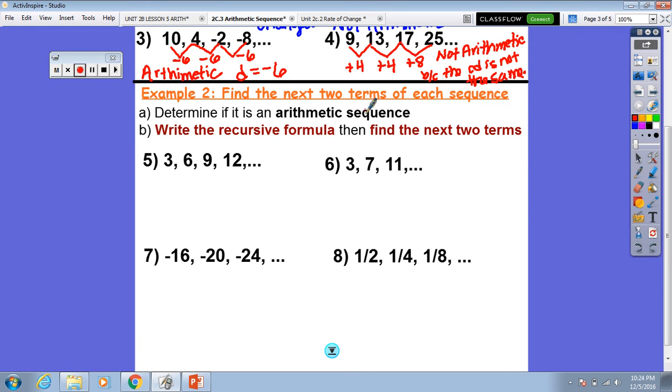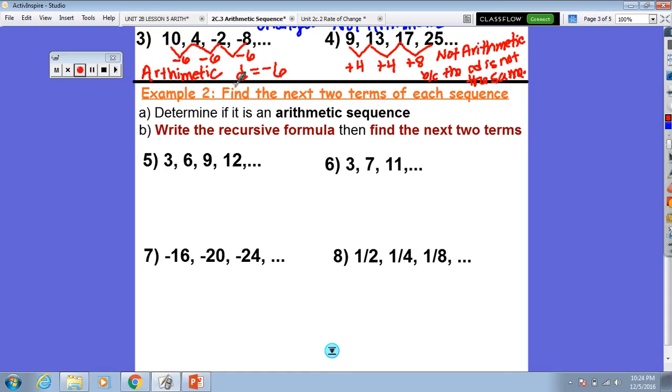Find the next 2 terms of the sequence. A, you need to determine if it is an arithmetic sequence. And then B, write the recursive formula, then find the next 2 terms. So let's make sure that this is arithmetic. Let's do A first. Is this pattern arithmetic? What is the number that we use to get from 3 to 6? Plus 3. Remember, for it to be arithmetic, you're either adding or subtracting by the same number all the way through.